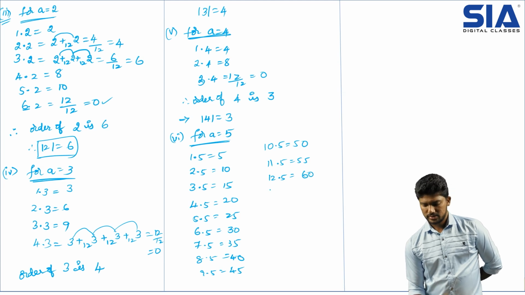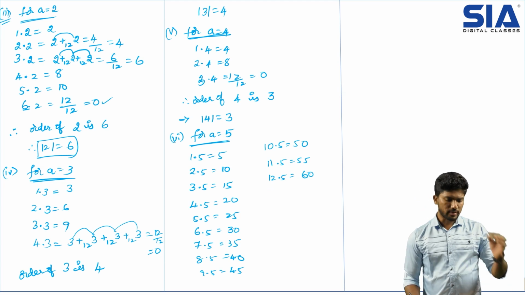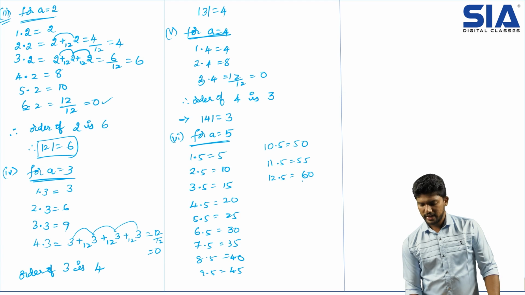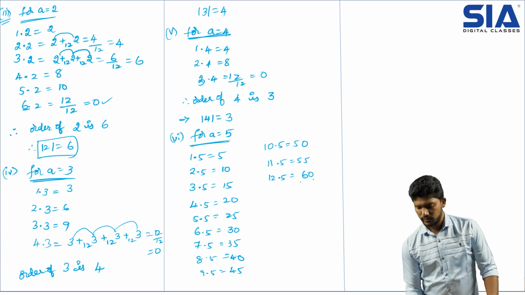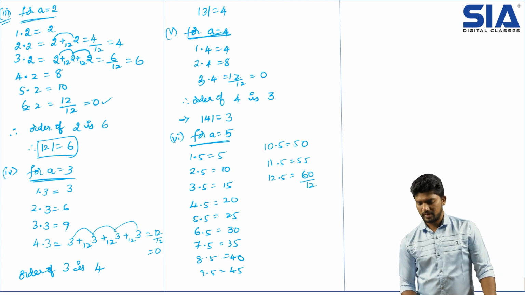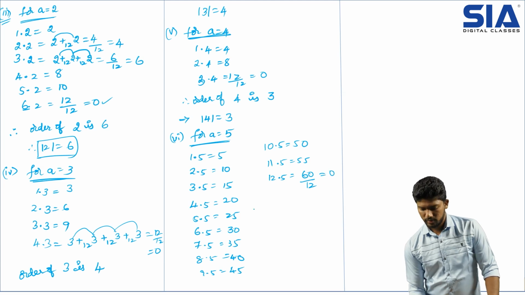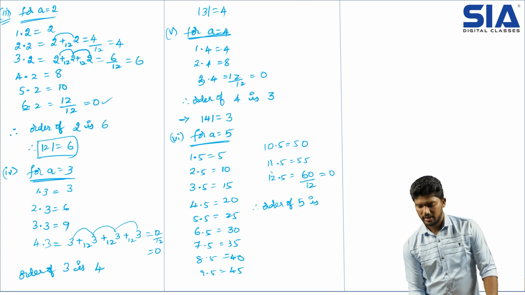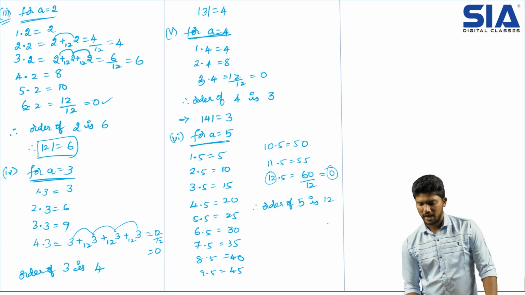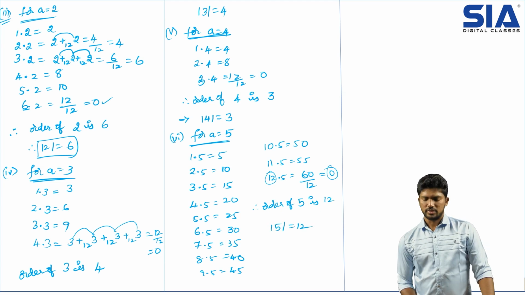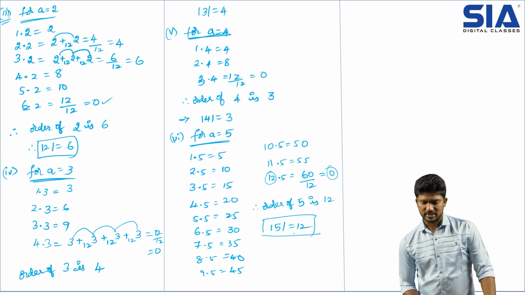Okay, so next, if you proceed in this format, you can get that after getting 12 into 5 is equal to 60. If you divide this 60 by 12, 12 fives are 60. So therefore 0 is the remainder. So therefore order of 5 is n is equal to 12. At the value of 12 we got that remainder value 0. So therefore order of 5 is equal to 12, order of 5 mod 12 is equal to 12.